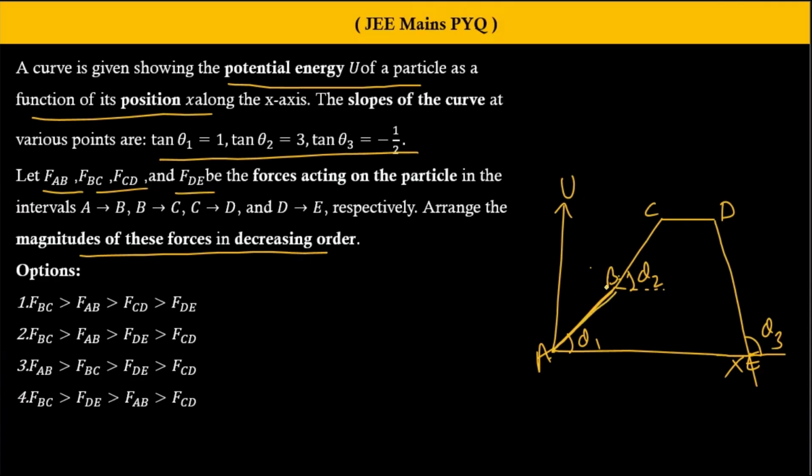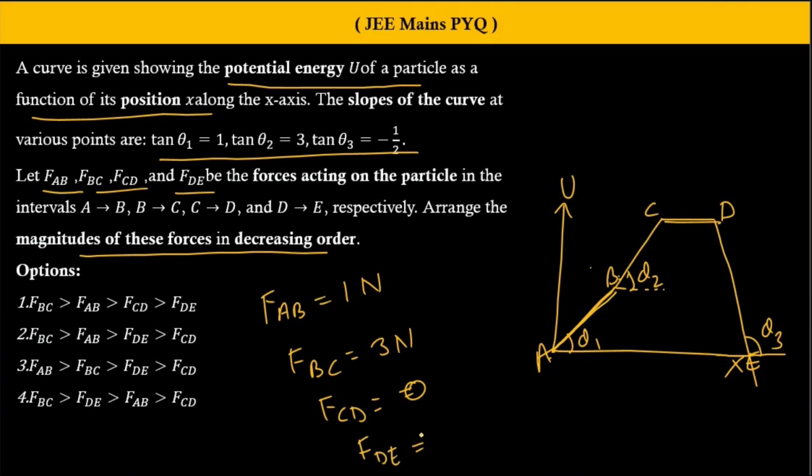So if FAB is equal to tan theta 1, so FAB magnitude wise is 1 Newton, and FBC is equal to how much? That is your tan theta 2, that is 3 Newton, and FCD is equal to 0, because slope of this line is 0. And finally this is DE. So DE का tan theta 3 is minus half. Magnitude wise, I will say half Newton.